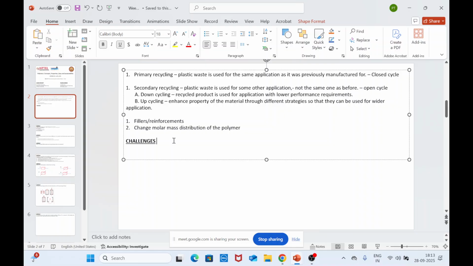Once you have that plastic waste, when you recycle, you try to crush the polymer, right? So you do some sort of operation for recycling to make it reusable. During that time, you can change the molar mass distribution through different ways. If you go with reinforcement or nanofillers, it's just about adding.